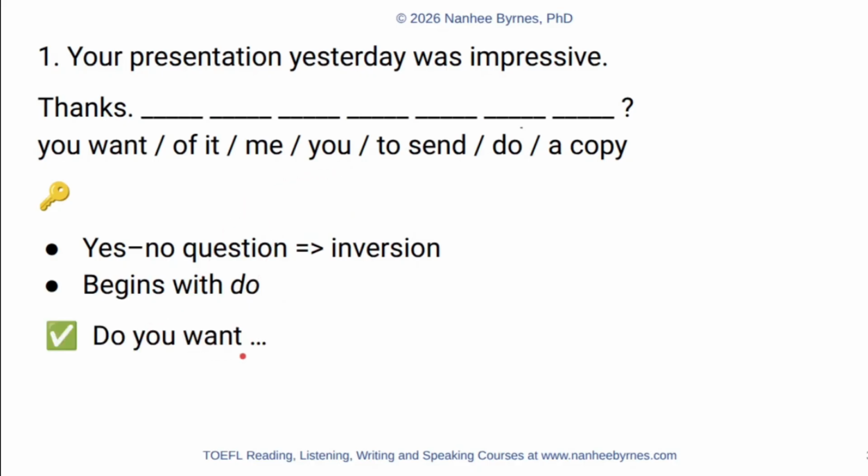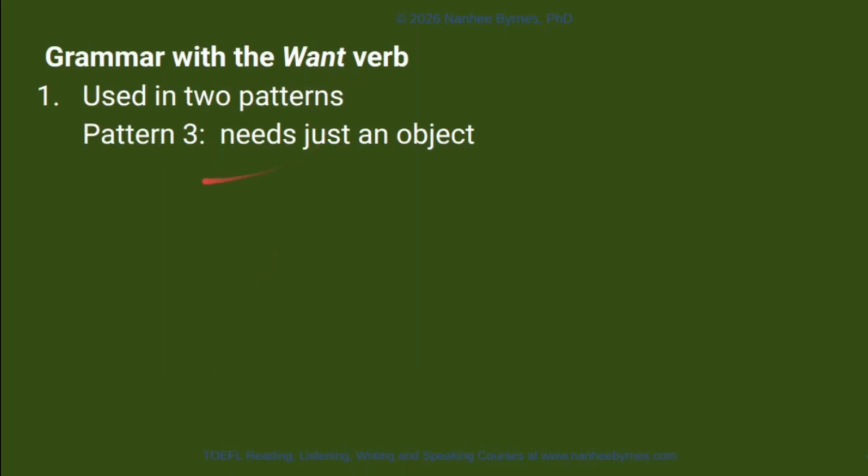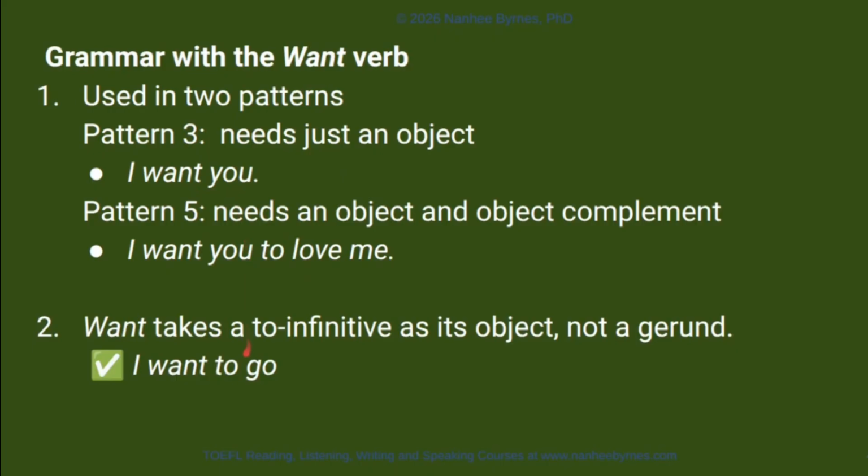Now want what? Want can take just an object or an object plus an object complement. For example, I want you. I want you to love me. The first one is sentence pattern 3. Quick grammar point. Want takes a to infinitive as its object, not a gerund. So, I want to go, tick. I want going, X. The second example, I want you to love me, is sentence pattern 5.